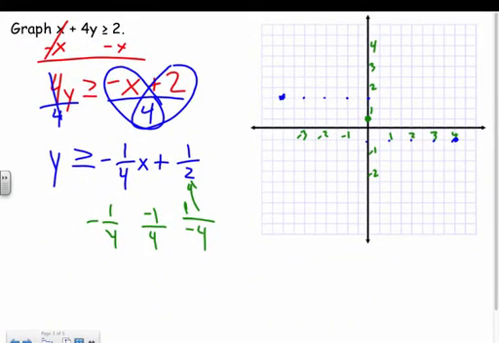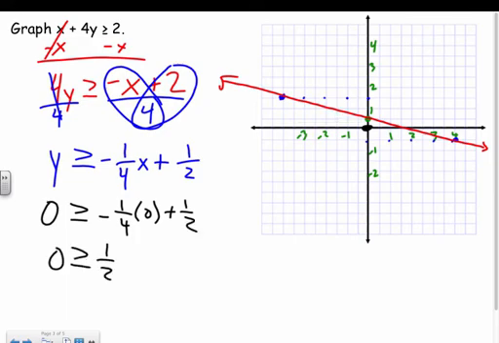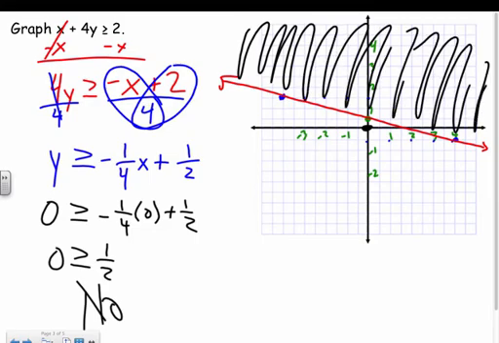Well, do I need a solid or dashed line? I have the equal to now. So I need a solid line, because points on the line will work. And then we pick a test point. So if 0, 0 is not on the line, I'm going to pick 0, 0. I'm testing 0, 0 here. So 0 is greater than or equal to negative 1/4 times 0 plus 1/2. Well, is 0 greater than or equal to 1/2? No, it is not. So that means I shade the opposite side. So I'm going to shade the other side since it did not work. There we go. I'm done.